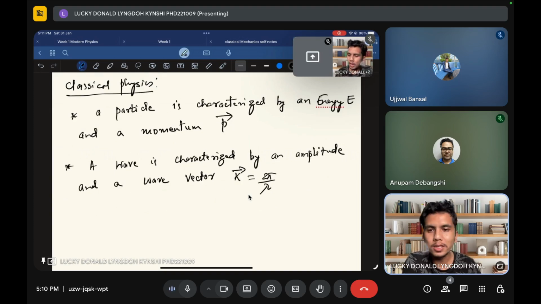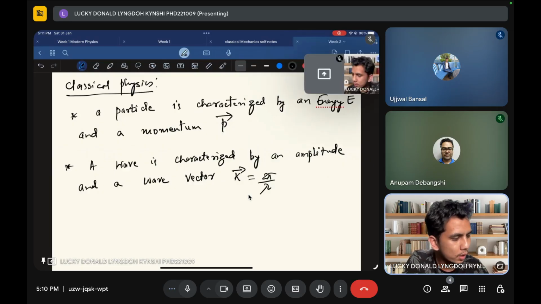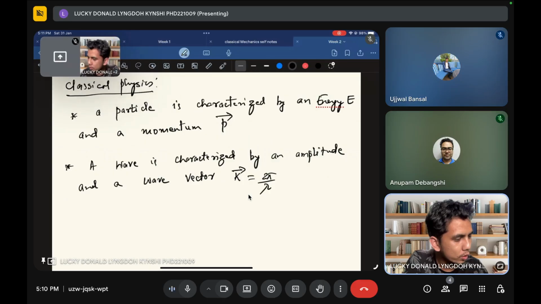According to classical physics, a particle is usually described by an energy E and a momentum P, and a wave is described simply by an amplitude as well as a wave vector. That means if I want to highlight it here, this is the amplitude and this is the wave vector, this is the energy, and this is the momentum P.